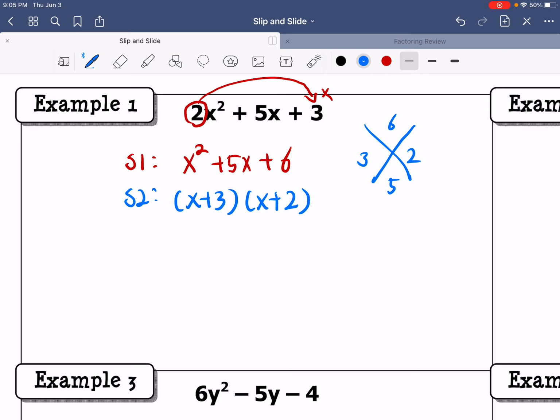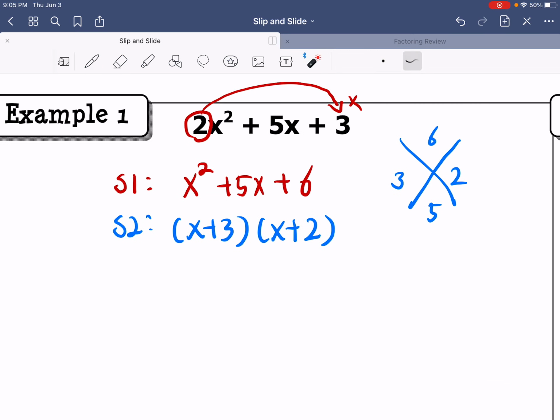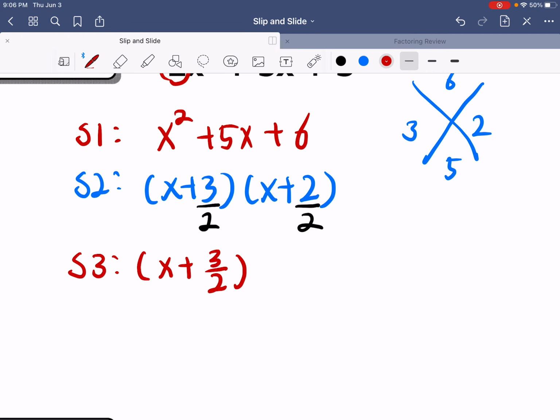But I'm not done yet. What you have to do is, at here, you have to divide each number by what you slipped over. In this case, we slipped over 2. So you are gonna divide by 2 for each one of these. So let's do this. Step 3 is, after you divide it, you are going to simplify. And if you cannot simplify, you will just leave it like that. Because 3 over 2 cannot be simplified. It will remain as a fraction. But 2 over 2 can be simplified to 1.